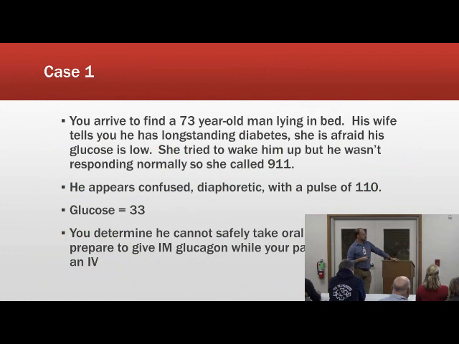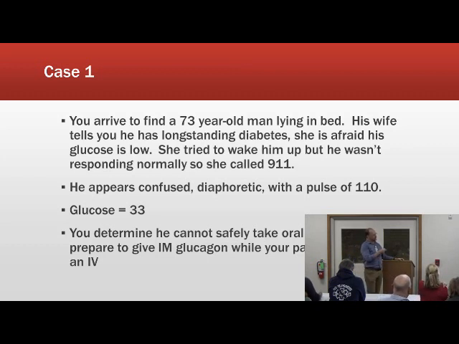So you get there, and there's a 73-year-old lying in bed, and his wife says he's got diabetes. She's afraid his glucose is low. She doesn't know how to use the meter. She's just worried, and she tried to wake him up. She called 911. And he's confused. He's a little diaphoretic. He's got a rapid heart rate. You just feel his pulse, and you check his glucose. It's 33. Okay. I think this is a pretty routine call for you all, right?